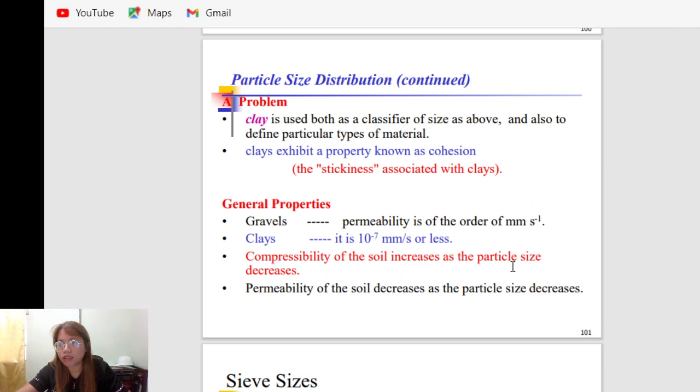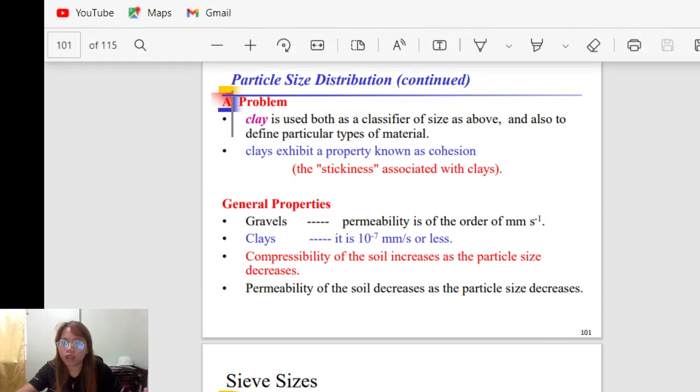Compressibility of the soil increases as the soil particle size decreases. So clay has more compressibility because its particle size is small. Then permeability of the soil decreases as the particle size decreases. That is why clay is 10 to the negative something millimeter per second, because of its finest particles. It is difficult for water to pass through.